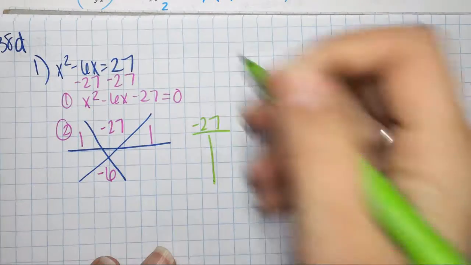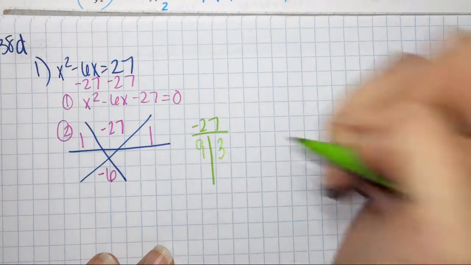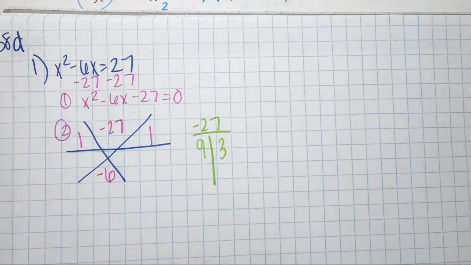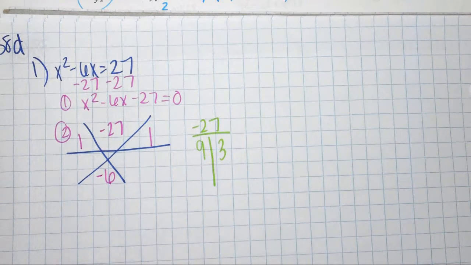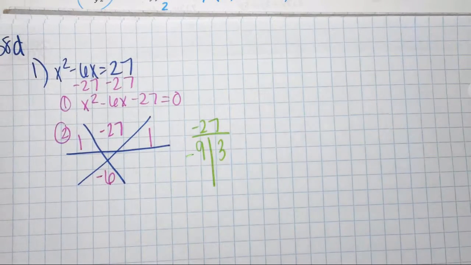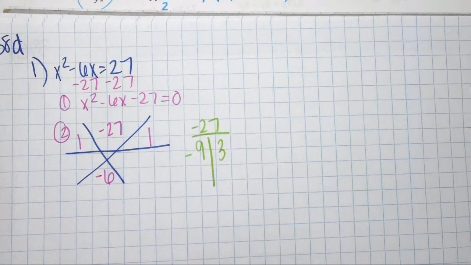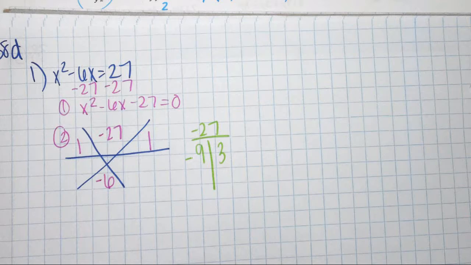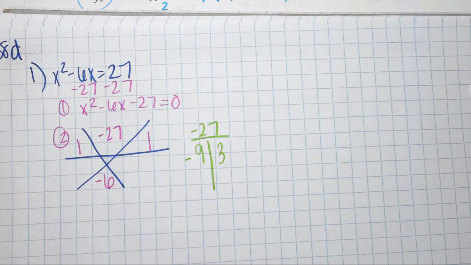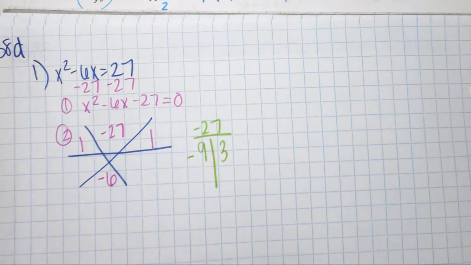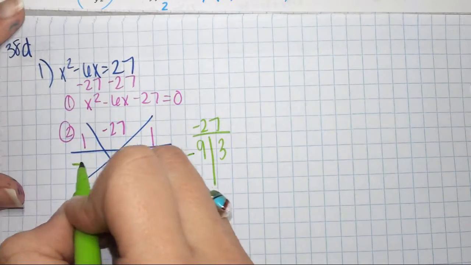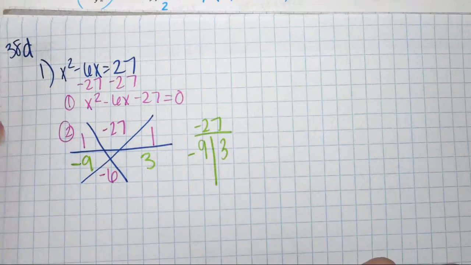3 and 9. But which one has to be negative for us to get negative 6? 9 has to be negative. Why? Negative 9 plus 3. Because negative 9 times 3 gives negative 27 and negative 9 plus 3 is negative 6. Whoa, okay.